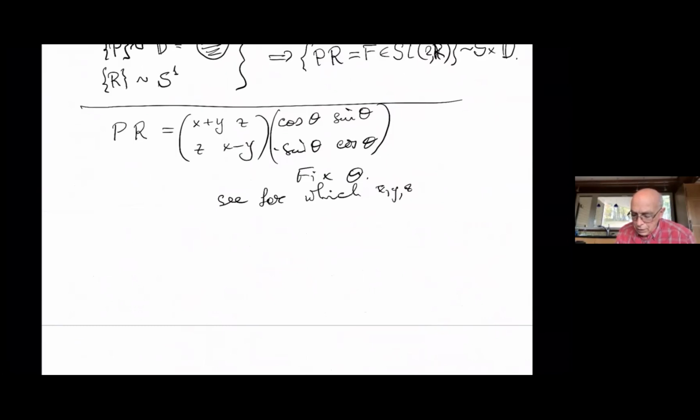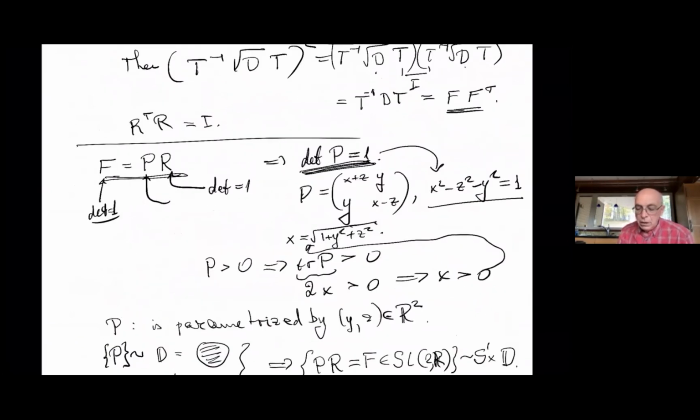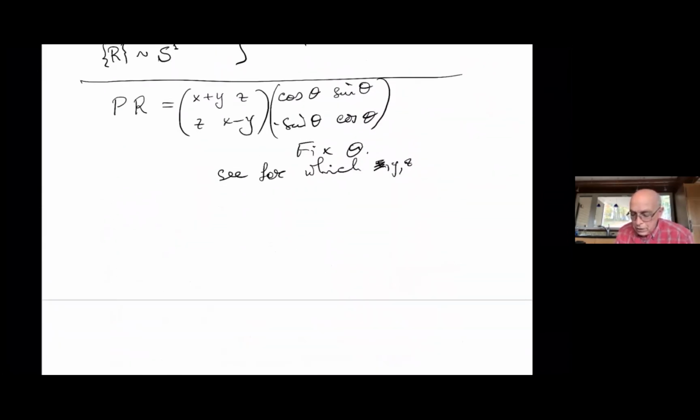X is really, I don't have to list, because it's dependent on y and z, right? Like we said before, this entry X is determined by the other two, y and z, by virtue of the determinant being one. Anyway, so fix theta, and you will see for which y and z the trace of PR is less than 2.